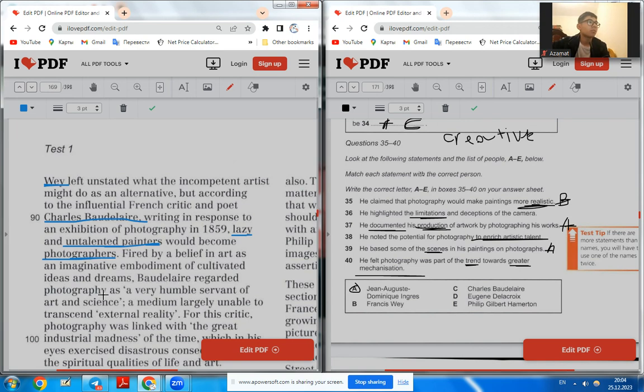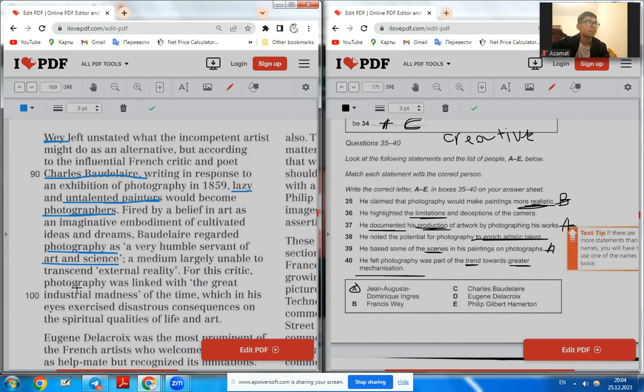Baudelaire regarded photography as a very humble servant of art and science, a medium largely unable to transcend external reality. For this critic, photography was linked with the greater industrial madness of the time, which, in his eyes, exercises disastrous consequences on the spiritual qualities of life and art.